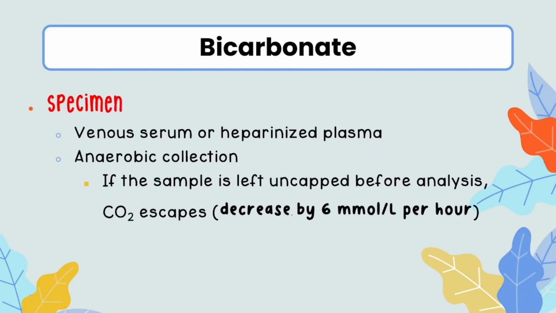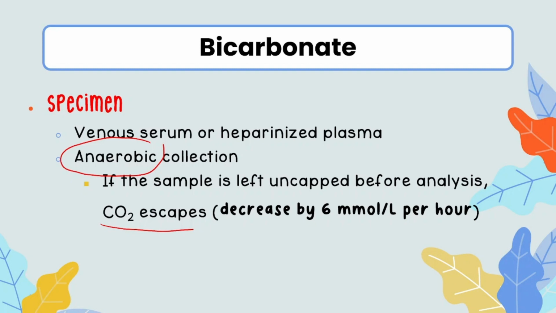So, the specimen to use for bicarbonate should be a venous serum or heparinized plasma. And kids, take note, anaerobic. Of course anaerobic, because we are talking about carbon dioxide here. If your sample is left uncapped before analysis, carbon dioxide will escape, and there will be a decrease in your carbon dioxide by 6 millimoles per liter per hour, which will again directly affect the measurement of your bicarbonate. So again, whenever anaerobic collection is mentioned, always do the ETS method of collecting your blood sample.